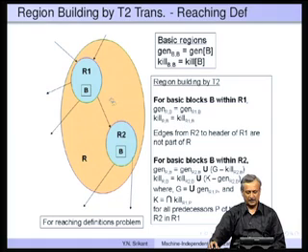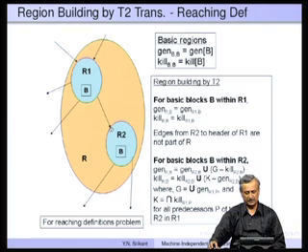So, gen of R comma B now will be gen of R2 comma B, whatever is generated by B with respect to the region R2, union G minus kill of R2 comma B. What is G? G is union of gen of R1 comma P for all predecessors P of the header of R2 in R1. So, those are the blocks I was talking about.